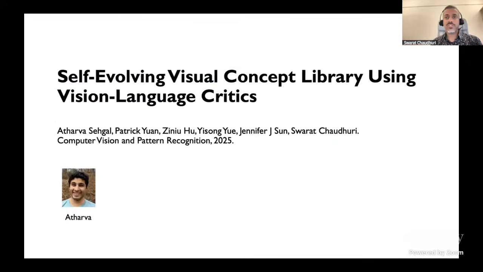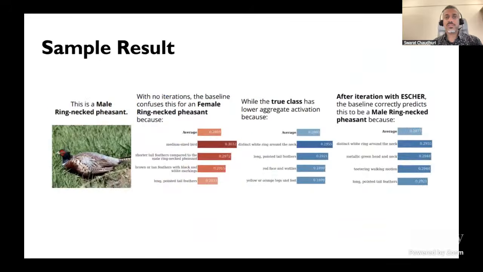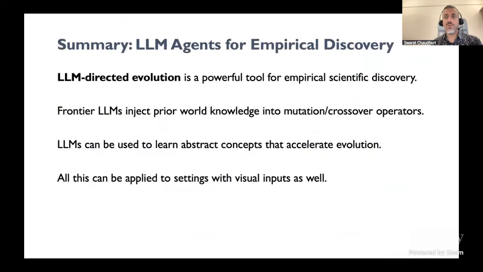So in the interest of time, I'm going to skip this next bit. But what I said there is that these ideas can also be applied to settings where you have visual high dimensional inputs, because now we have vision language models as well. So you can go crazy and build these kinds of evolution-based agents where you have VLMs as part of the story. And I'm extremely optimistic about this direction.